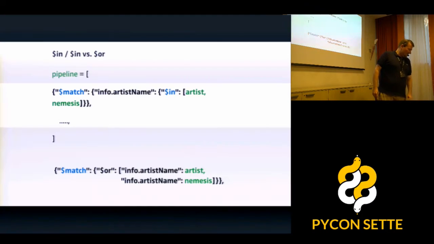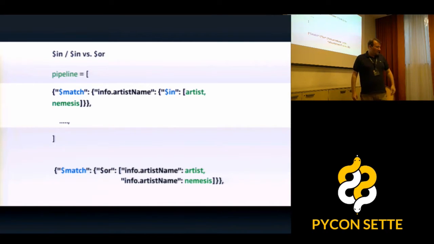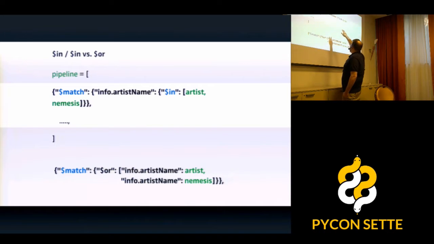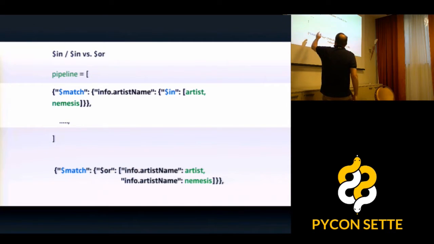To find both artists, we just pass in another $in in our match. So we're going to match everything if the artist name matches the artist or the nemesis stored in variables. It's basically the same as using $or and saying the artist name is either this or this.